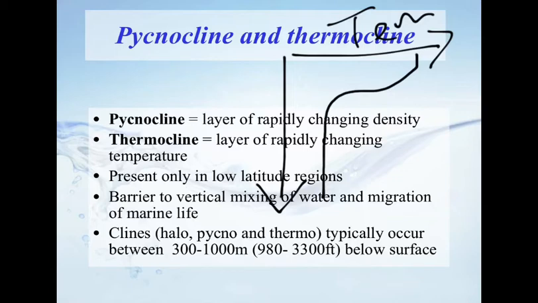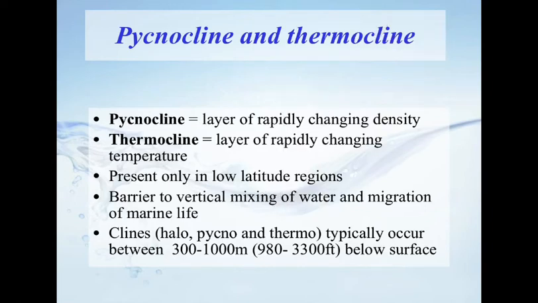A lot of you are drawn to the notion that this means this area, where it looks like there's a lot of change in the graph, but that's not it. The clines are the areas where the graph is almost horizontal. So those are clines. Pycnocline is a layer of rapidly changing density. Pycno is going to mean, oops, screen's frozen, hold on.